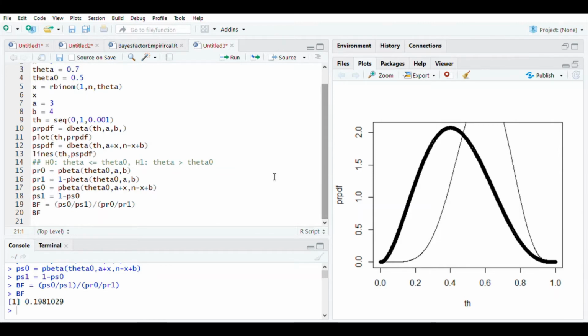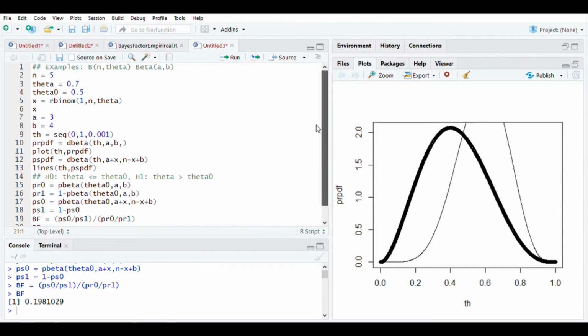Now what will happen if we change the value of theta naught? Right now theta naught is 0.5 and I am generating a random sample from 0.7. So what will happen if I generate a random sample from a value of theta which lies under the range specified by H naught? Suppose I say 0.3. Now let us see what changes.